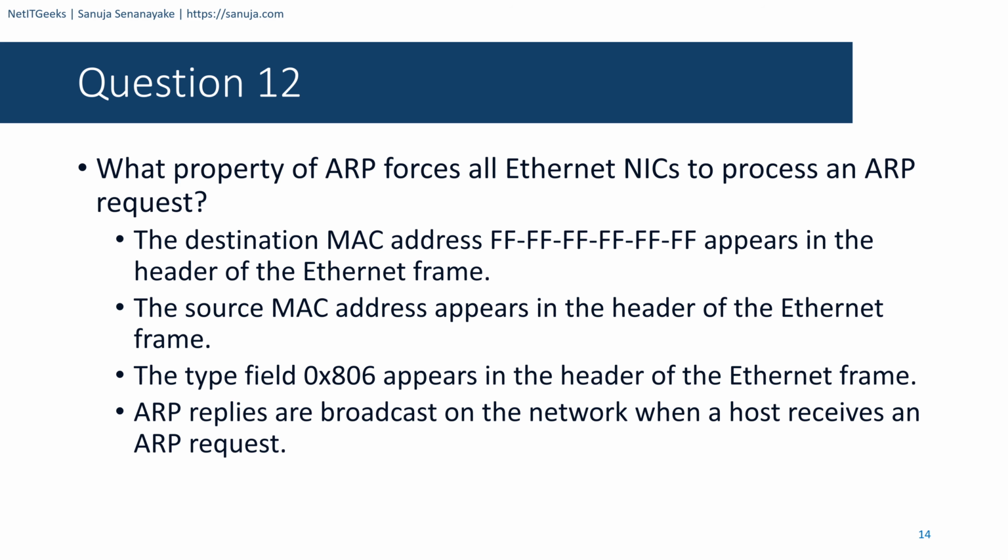This question is slightly different from the question that I asked before about ARP and NICs. So think hard, based on your knowledge of Cisco CCNA lecture material, what property of ARP will force Ethernet NICs to process an ARP request? The answer is the destination MAC address having all Fs appears in the header of the Ethernet frame. It is a unique MAC address used in the ARP process that will force all Ethernet NICs to process an ARP request. So that's the answer to that question.